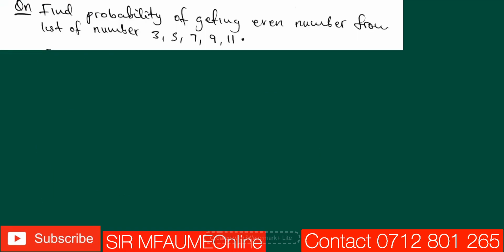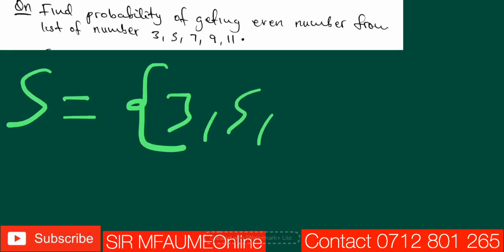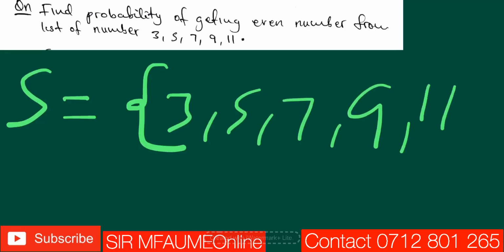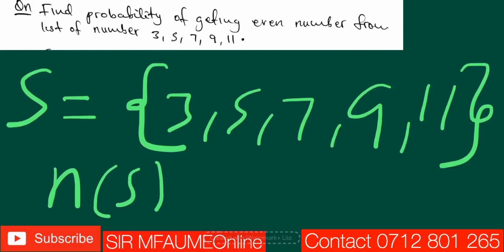From this question, we need to find the probability of getting an even number from the list of these numbers. These numbers will be my set of sample space. So the set of sample space consists of the following elements: 3, 5, 7, 9, and 11. What is the number of sample space? I'm supposed to count how many: 1, 2, 3, 4, 5. So the number of sample space here is equal to 5.